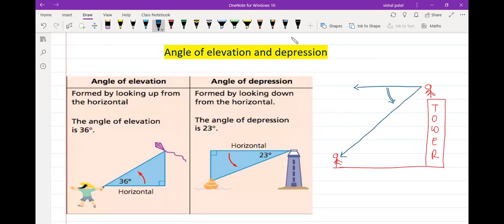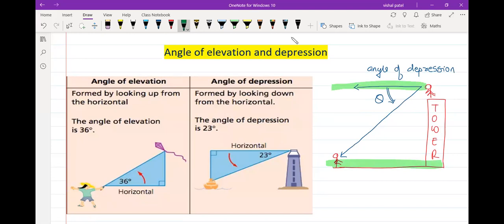This is called angle of depression. Depression means to look down. This is called angle of depression. Now I'm showing with a green highlight this horizontal vision and this horizontal ground. These two are parallel to each other.